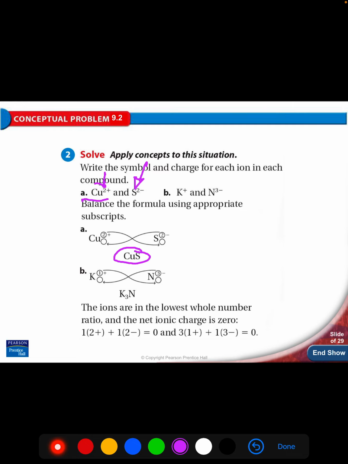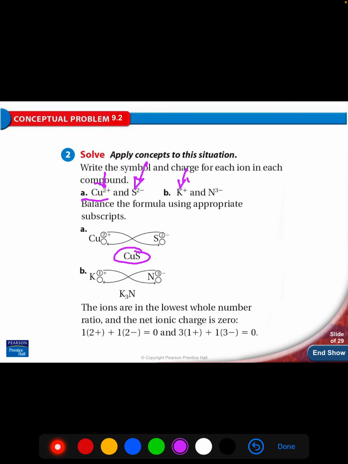The potassium nitride is a little bit different. Potassium is a group 1 metal. It always has a +1 charge. The 1 is understood, so you don't have to put it in there. You just have to put a plus there. But the nitride is the anion of nitrogen, and it has a 3- charge. And so to balance this -3, I'm going to need a +3.